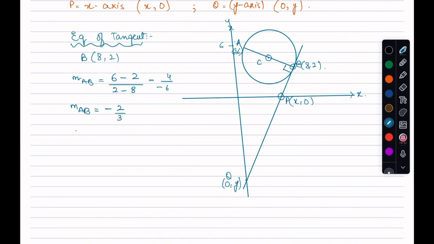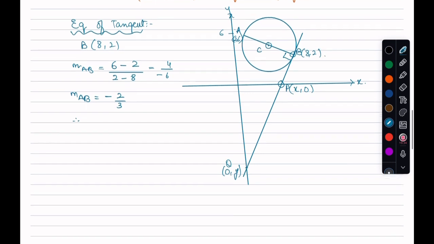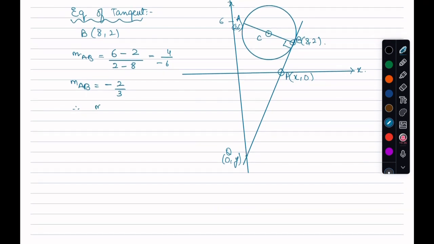So therefore, the tangent being perpendicular, the gradient of the tangent, let's say this tangent is PQ or whatever you want to call it, will be the negative inverse. So therefore, this becomes 3 by 2 here.